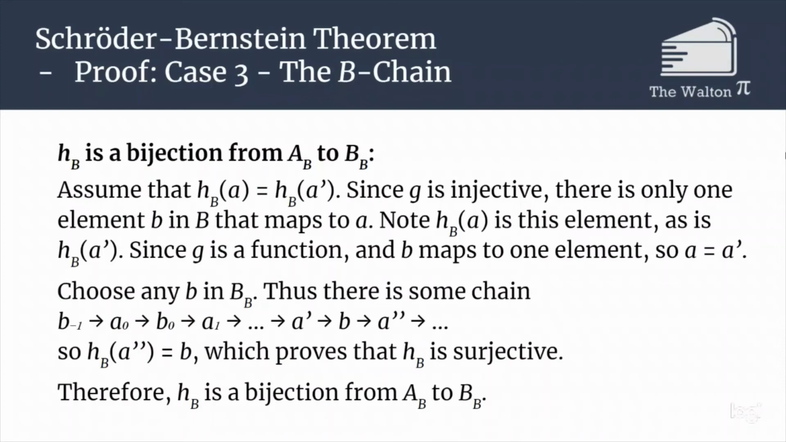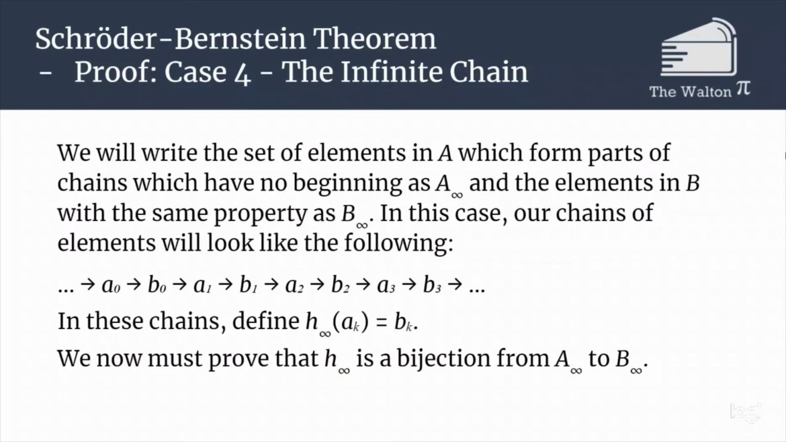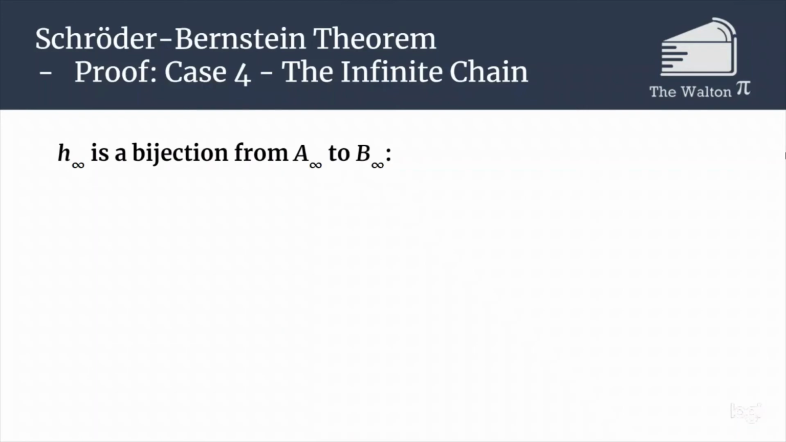The last case we have to deal with is the infinite chain. So we have a whole bunch of elements before we get to A0, then B0, then A1, and so on off towards infinity in both directions. So in these chains, we are going to just define h sub infinity of A sub k to be equal to B sub k. We now have to prove that h sub infinity is a bijection from A sub infinity to B sub infinity. So give it a shot, and then we will go through it together.